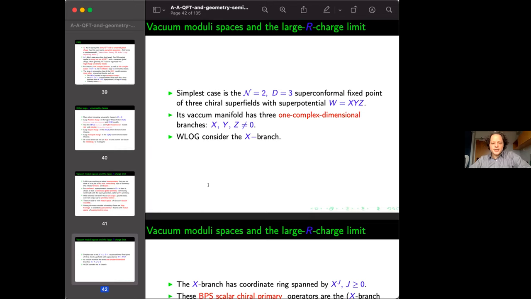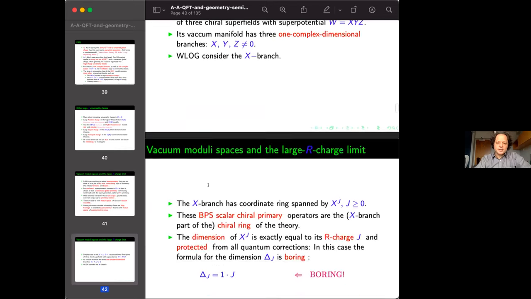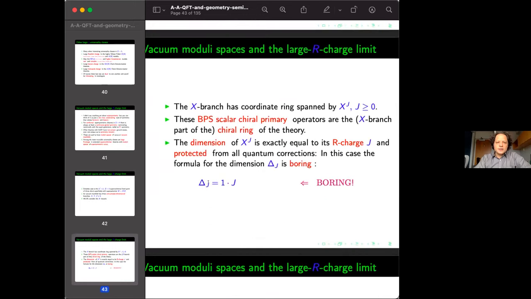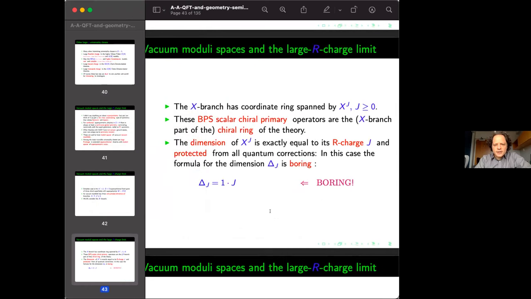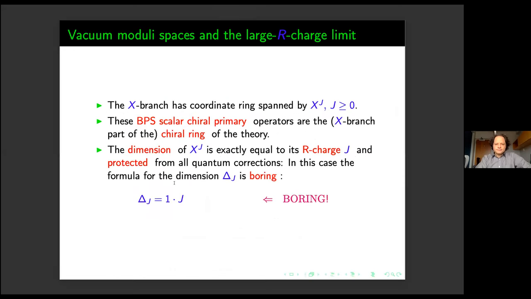So without loss of generality, you can consider the X branch whose coordinate ring is spanned by X to the J with non-negative J. So these BPS scalar chiral primary operators are the X branch part of the chiral ring of the theory.